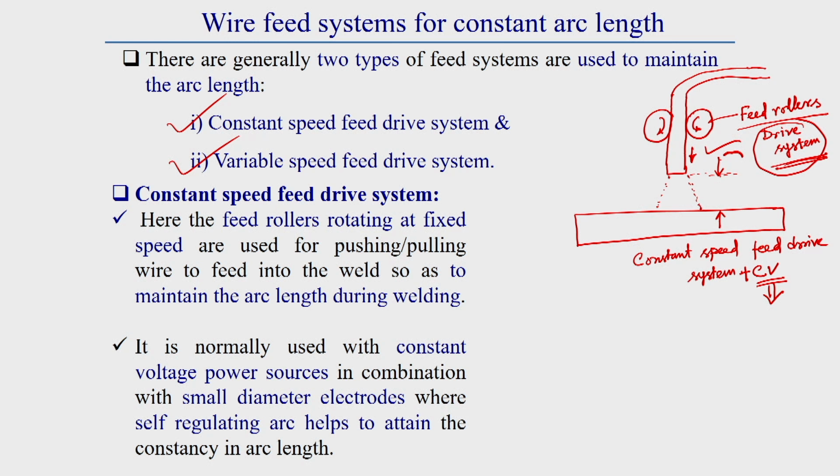So, here the arc gap or arc length remains constant by the self regulating characteristic of the constant voltage power source. Generally the speed of the roller is constant, but sometimes due to some disturbance, if there is a change of voltage or change of arc length, that is compensated by the self regulating characteristics of the constant voltage power source.